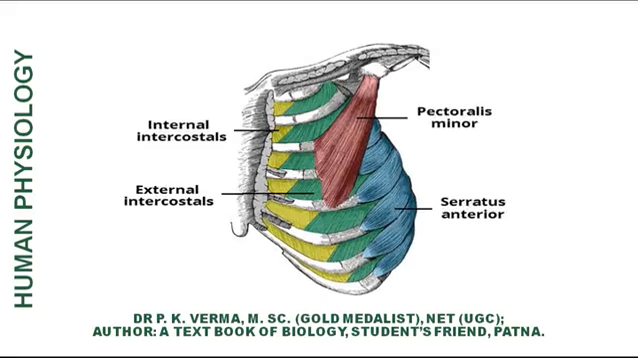These are the internal intercostal and external intercostal muscles. These are the 2 main muscles associated with movement of ribs. In addition, there are pectoralis minor and serratus anterior muscles fitted to the ribs to pull them upward.